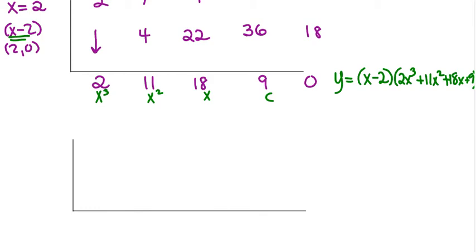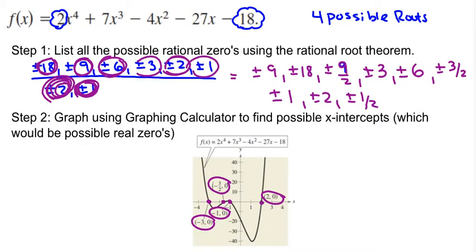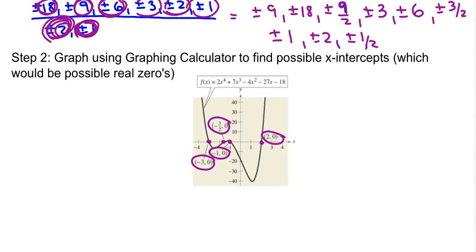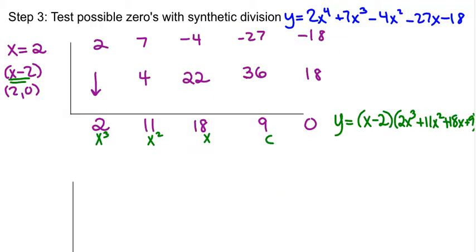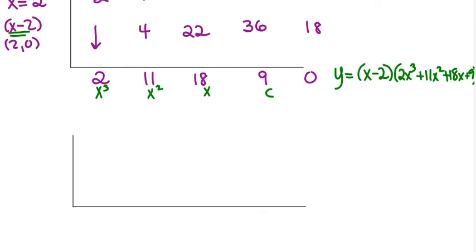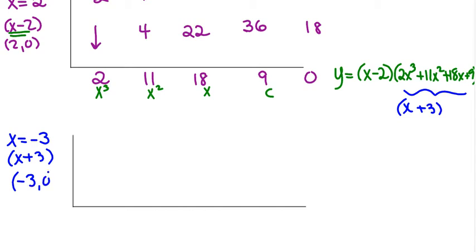So I'm going to go back to my picture here. We had another x-intercept, we believe, at -3. I'm not choosing the -3/2 for sure because that's not very fun to do synthetic division with. So I'm going to do -3 next. If that was a -3, we're taking out the factor x plus 3. So we're going to say x equals -3. As a factor, it's x plus 3. And as an x-intercept, it's -3, 0.